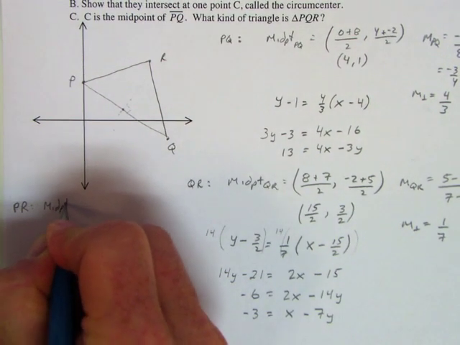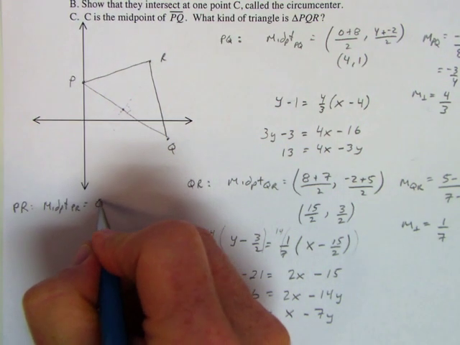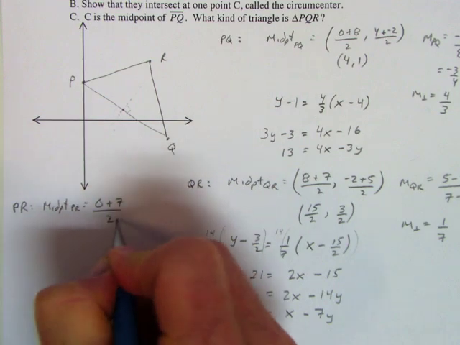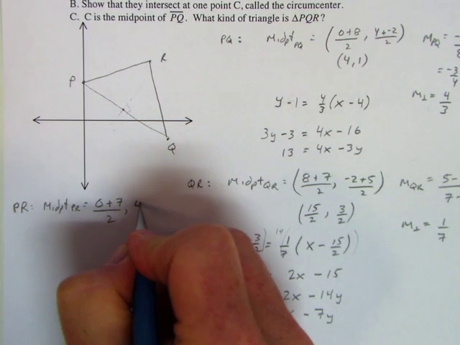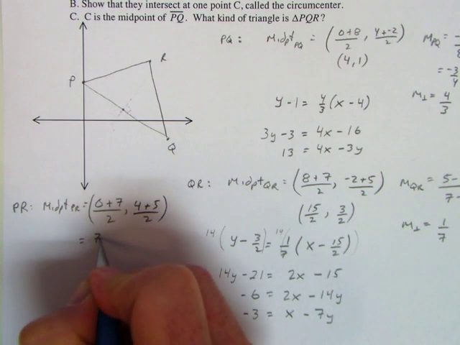Find the midpoint of PR. 0 plus 7 over 2. Make sure we're looking at the right numbers. It's easy to make a mistake there.